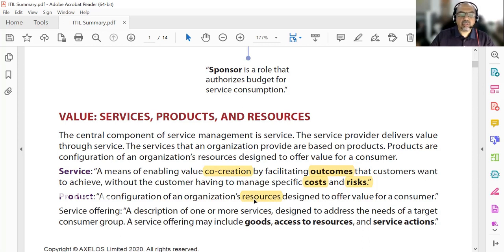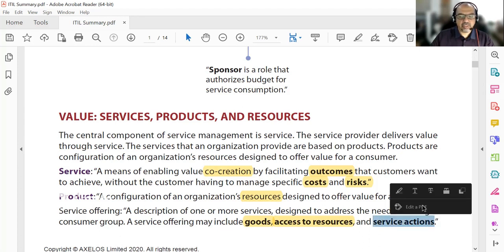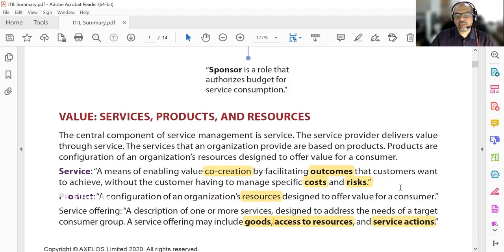The product means configuring resources. These resources could be goods, for example, laptops, printers, access to resources. For example, we access printing services, we access internet, we access shared folders, and also service actions. Service actions, for example, also requests from service desk. I have an issue, so the service desk will help me to fix this issue, incident, problem, some challenge, some events, and so on. So this is what we mean by service action.